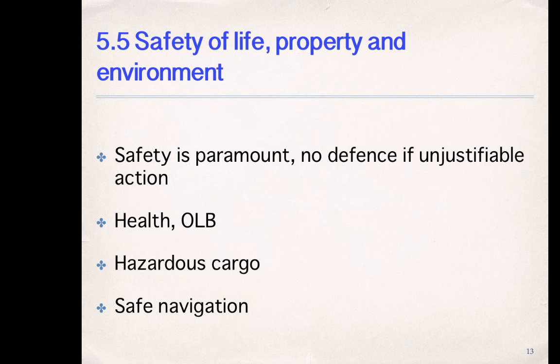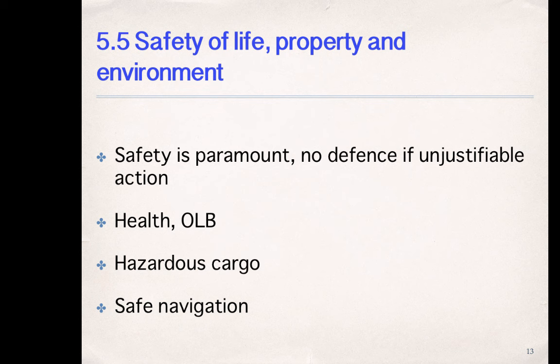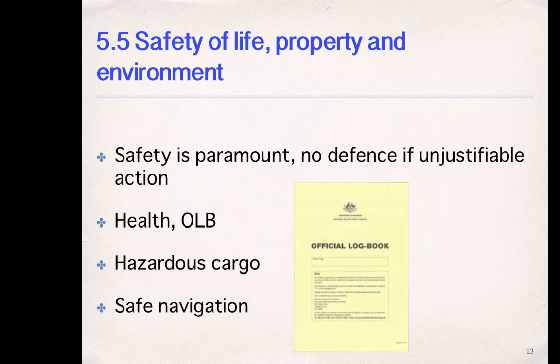Health also involves the food, right? They cannot be eating expired food, and they cannot be drinking contaminated water, and so on. If you look at the official logbook of a ship, you will also realize one of the items that is being recorded will be the water, the quantity of the water.